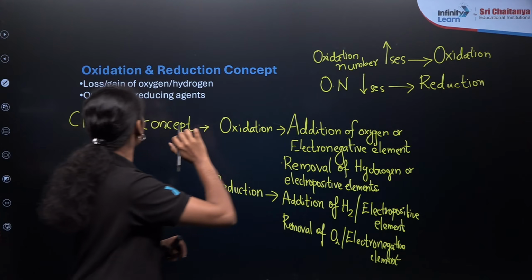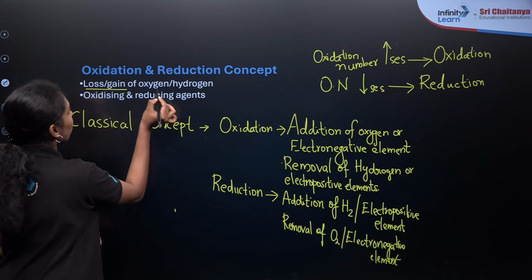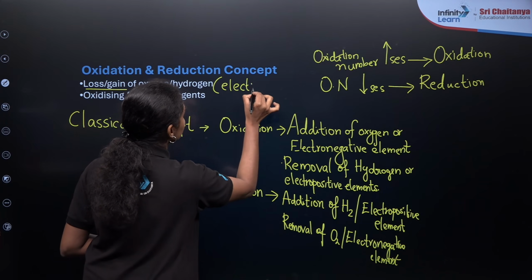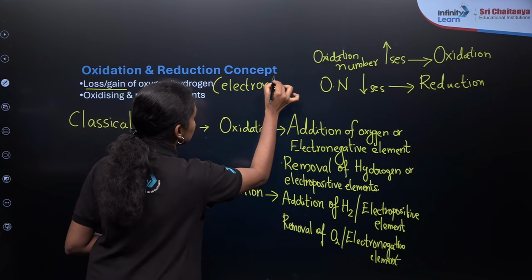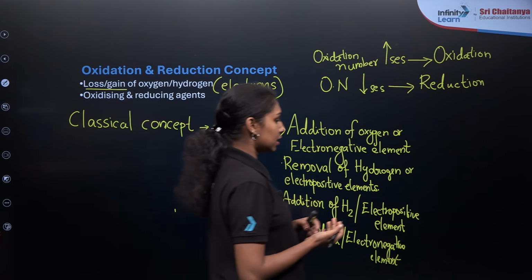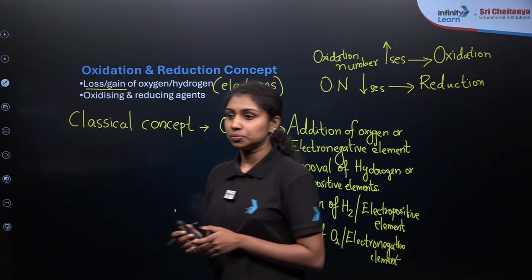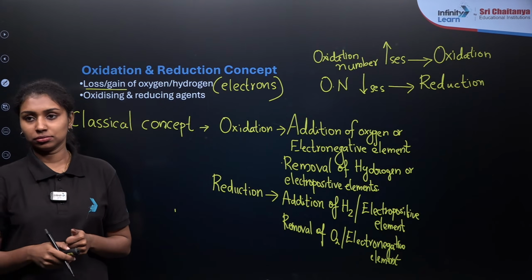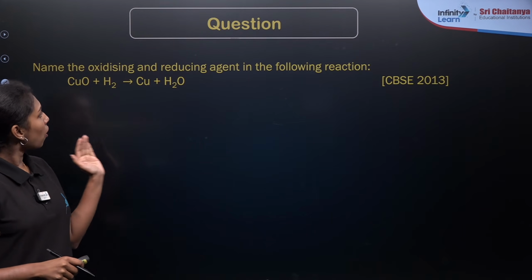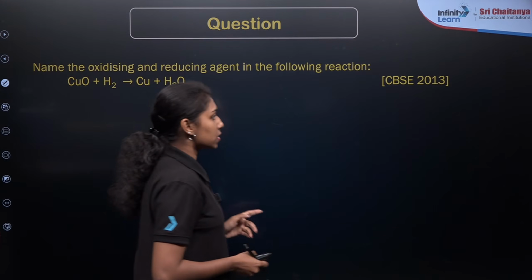Then the last one is the loss or gain of electrons. In terms of electrons also we can define oxidation as well as reduction. If it is loss of electrons, it is known as oxidation. If it is a gain of electrons, it is known as the reduction process. Okay, let us discuss the oxidizing and reducing agent based on this question.